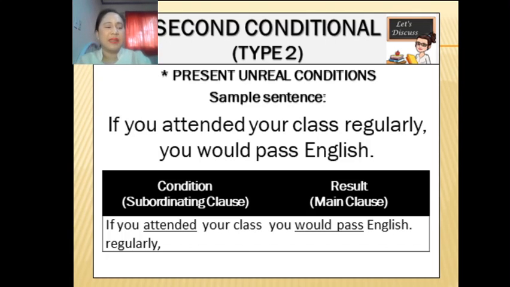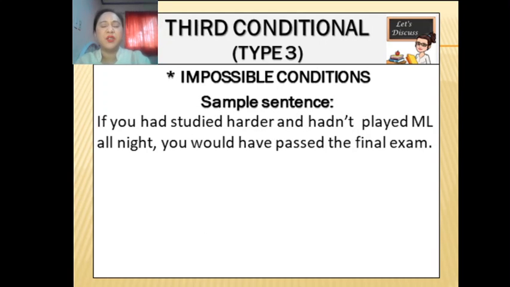The last, but not the least, type of conditional sentence is the third conditional or type 3. Third conditionals or type 3 conditionals are called impossible conditions. This sentence expresses a hypothetical result in the past, or it talks about how the past might have been different if different steps had been taken. Let's study the sample sentence. If you had studied harder and hadn't played ML all night, you would have passed the final exam.